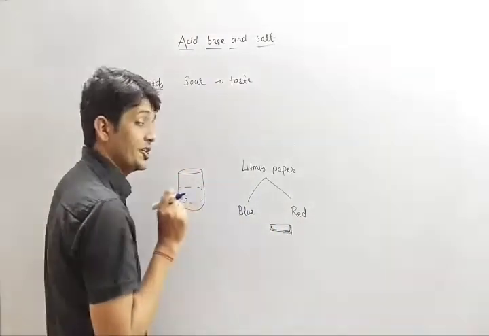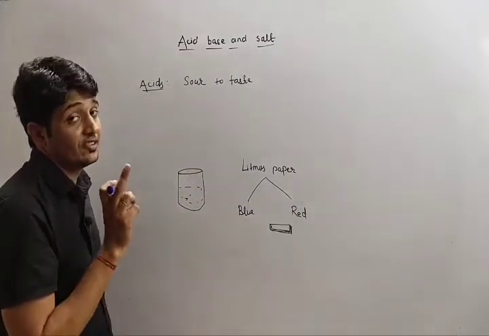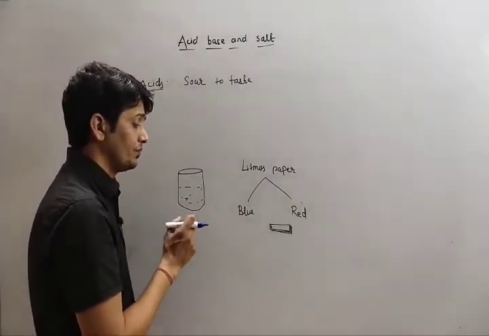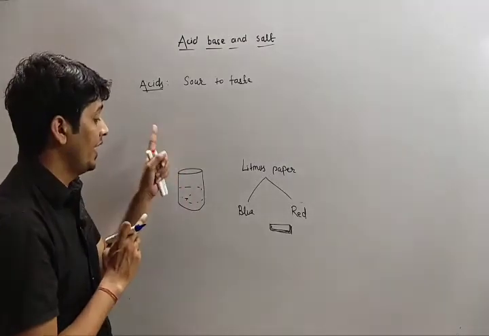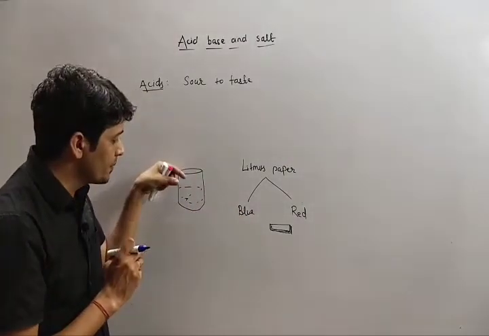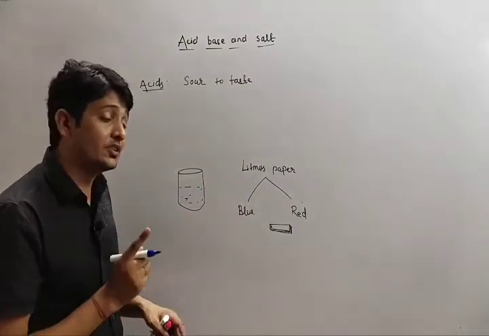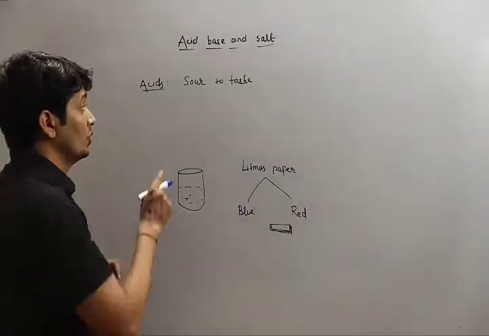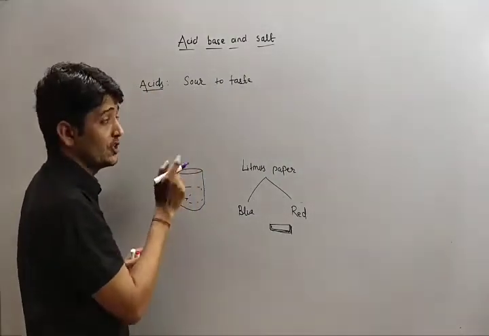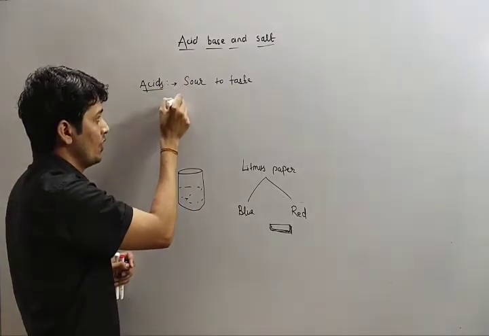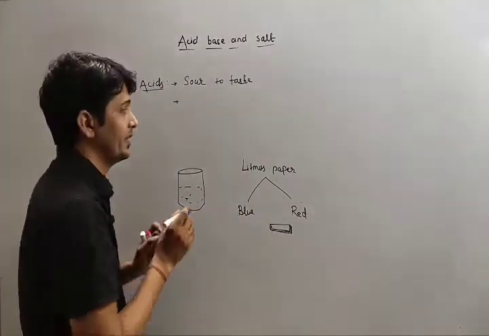If we take one litmus paper of blue color and dip it here, and it changes to red, suppose this is the acid. If we dip this blue litmus paper in the solution of acid, then blue litmus paper turns into red color. So what are acids? Acids are the substances which are sour to taste. This is the first condition. What is the second condition? They turn blue litmus paper into red.